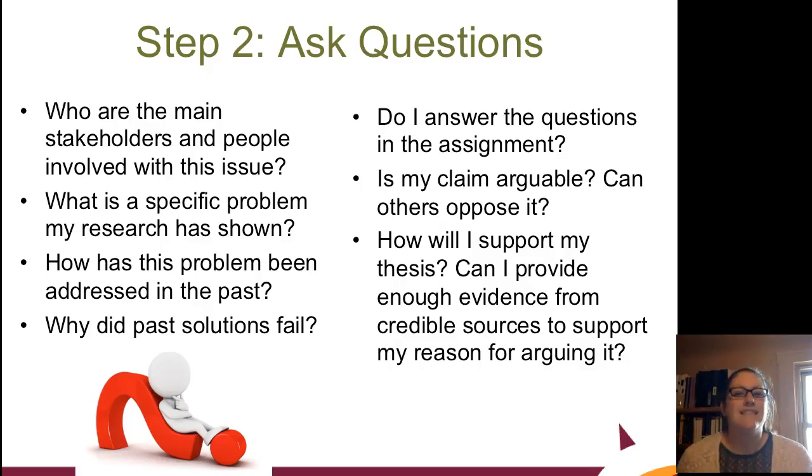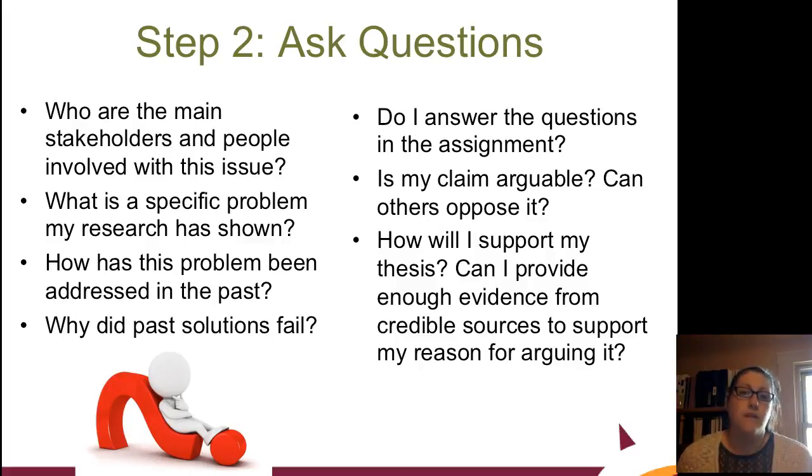This slide will look at step 2, ask questions. There are a lot of questions you should be asking as you revise your work. First, look at the specifics of your argument. Who are the main stakeholders and people involved with this issue? Who is the audience that you want to talk about? Who are the people who can fix the problem? Speaking of that problem, what is a specific problem my research has shown? There may be many, but you want to focus on one.